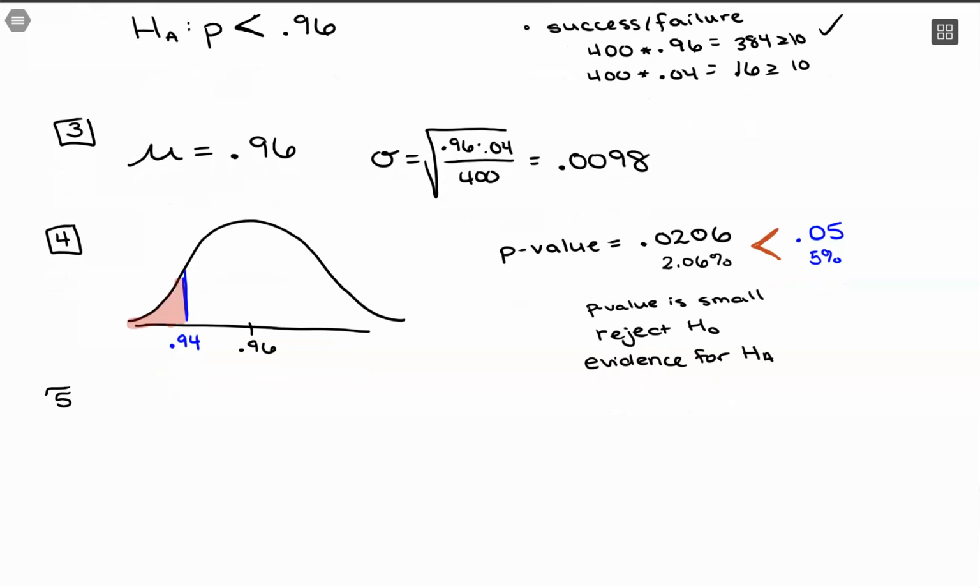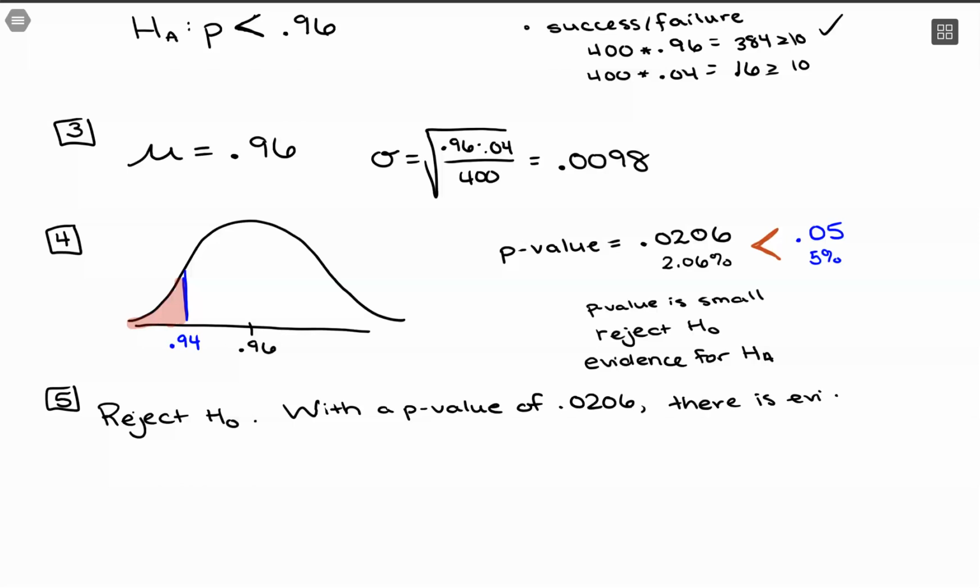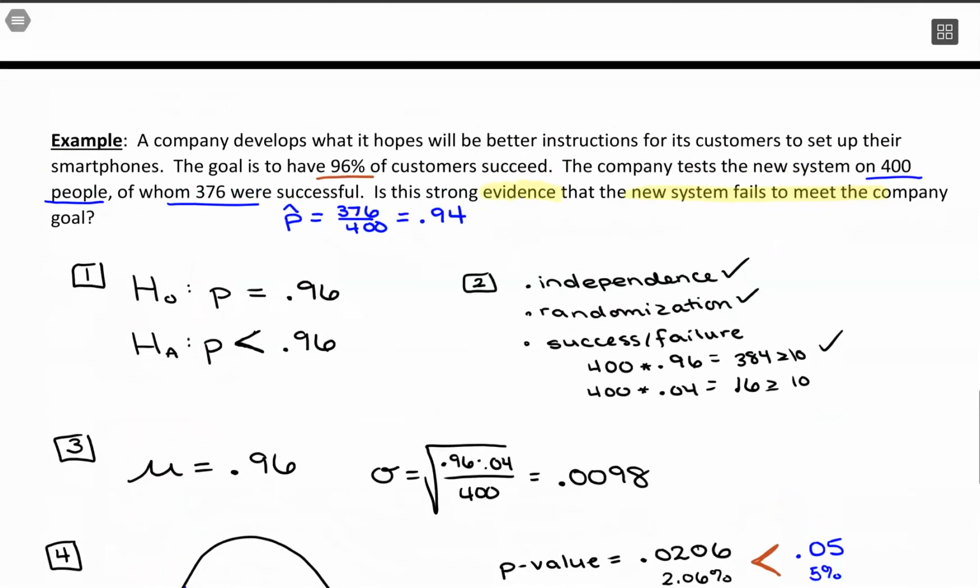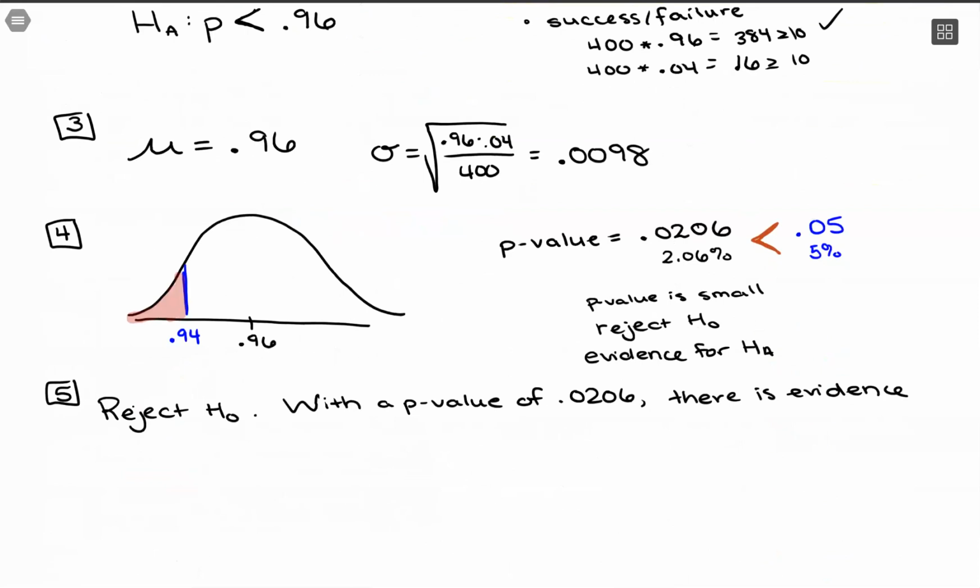All right, so our last piece here would be, we're going to reject the null hypothesis. And then to state our evidence, we will say with a p-value of 0.0206, there is evidence. And then our alternative hypothesis, I'm just going to reread up here: is this strong evidence that the new system fails to meet the company goal? So yes, we have evidence that the new system fails to meet the company goal. All right. So there is another hypothesis test with a little less structure to it.